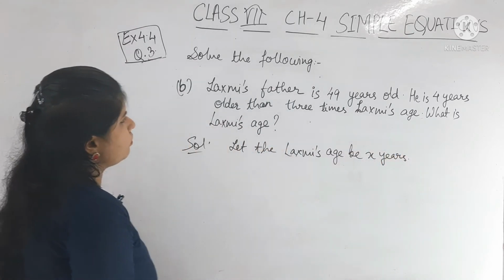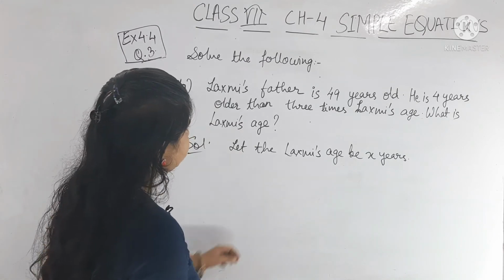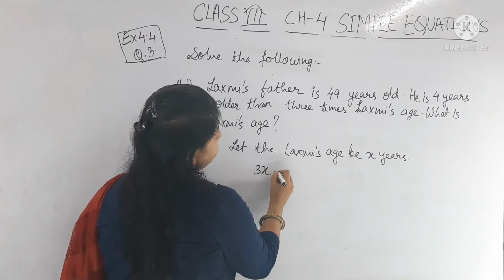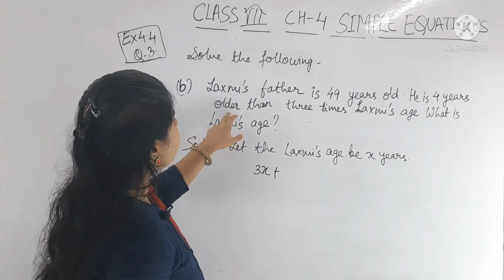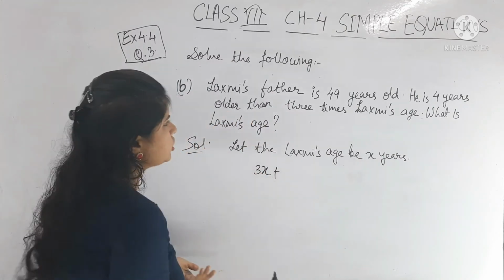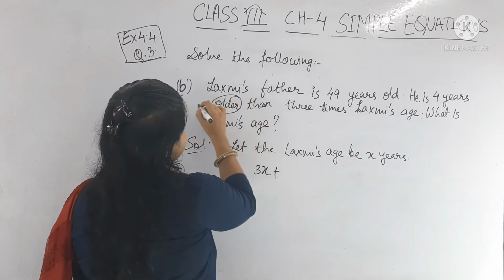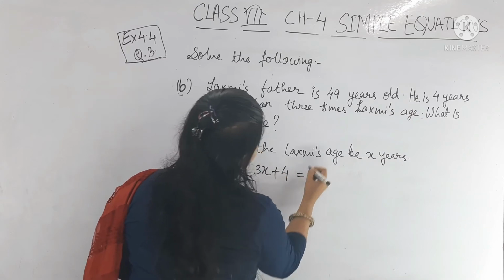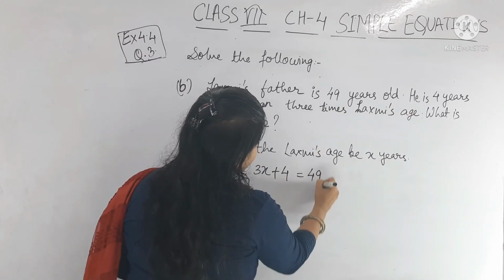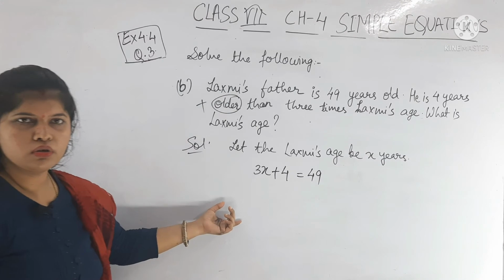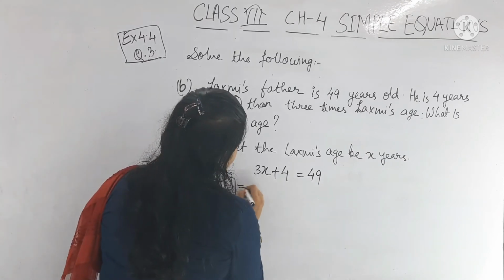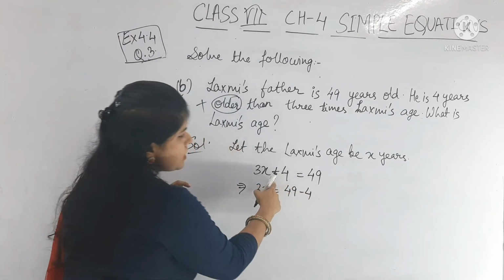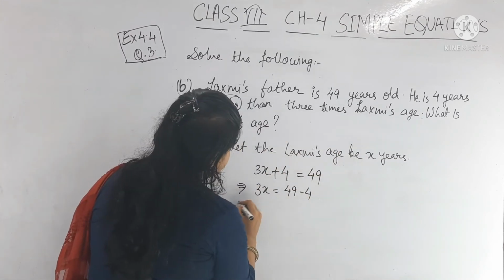Okay, so what is given? 3 times this Lakshmi's age, so 3x plus. Older than means addition, older here means more. Here it is 4 years, so 3x plus 4. What is the year? 49. Like this you have to construct an equation. 3x equal to 49 minus 4. This is a plus sign, so it will go minus.